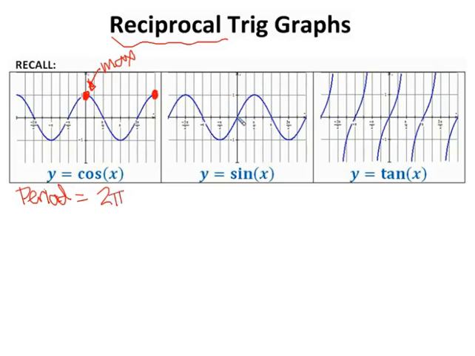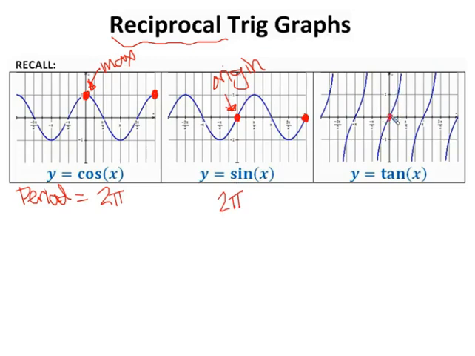Now sine does not start with a max, it actually starts at the origin. And if we were to imagine starting at the origin and traveling along our sine graph, it also is going to take us 2 pi to complete one full cycle. So we can say sine also has a period of 2 pi.